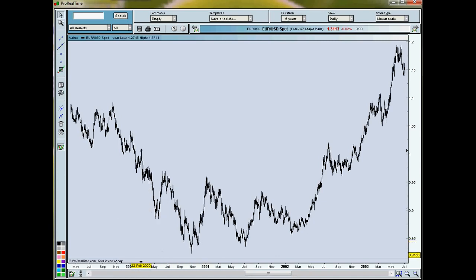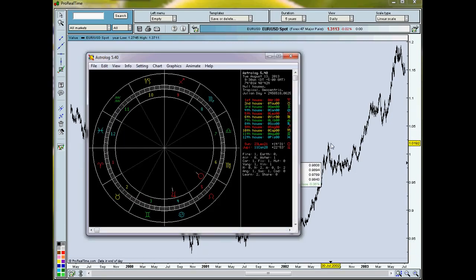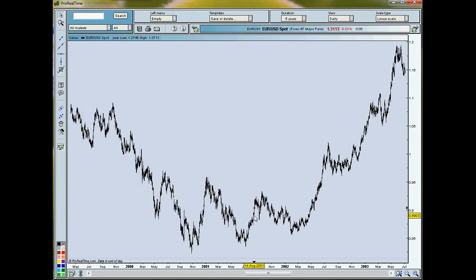Now let's bring astrolog up again and go back to 12 years before that, when Jupiter was in opposition to the natal sun. We see that Jupiter was actually physically in opposition to the position of the natal sun on September 4th, 2001. But that is, let's see, September, it's right here, in this dip right down there.